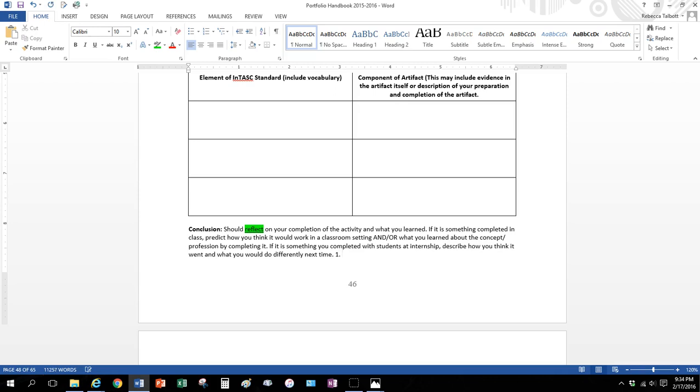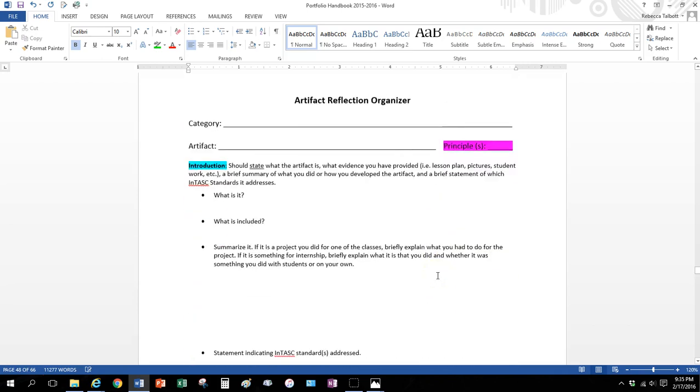The first thing, I'll type them here for you, would be: what did you learn? The second thing would be: what did you like or do well? And the third would be: what could you do better or improve on this particular artifact that you're writing about? So that's what goes into your conclusion. Okay, so that's how you write these artifact reflections.